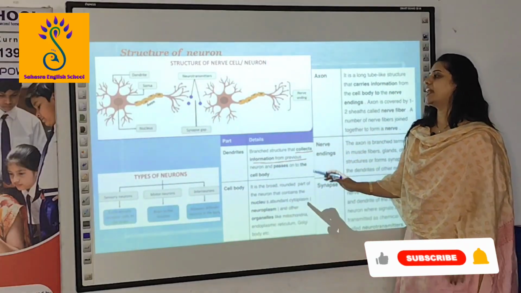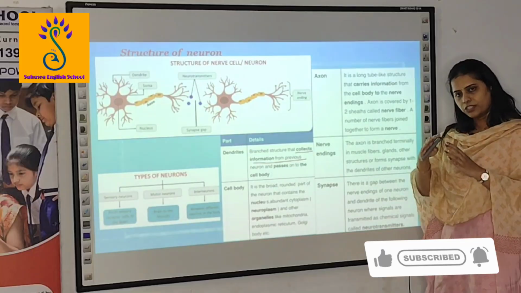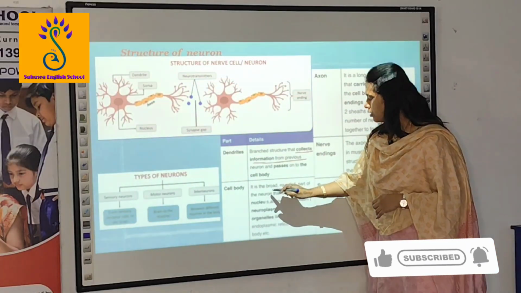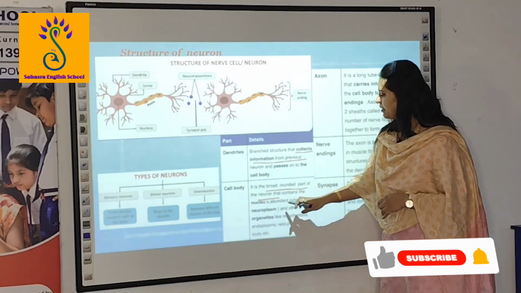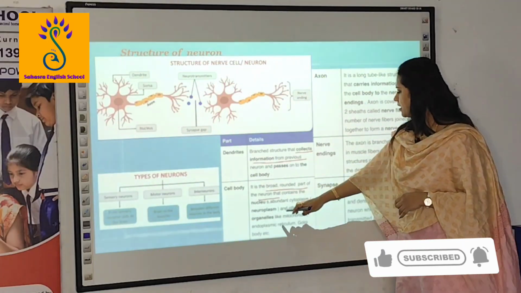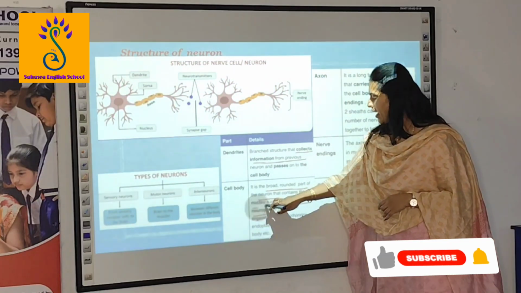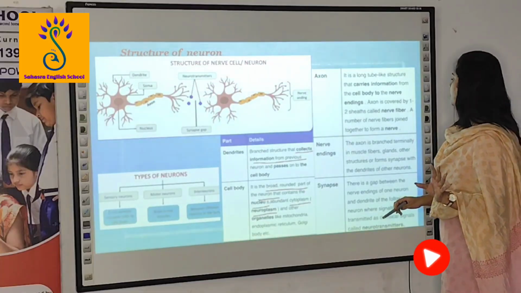In the soma, or cell body, the processing of the information occurs. Whether to continue the information or not is decided in the soma. That is the broad rounded part of the neuron. It contains cytoplasm, which is called neuroplasm, as I told you, and a nucleus. All cell organelles are also present.